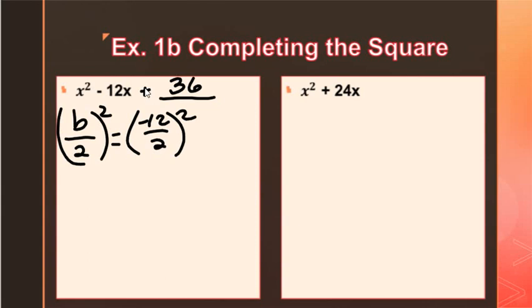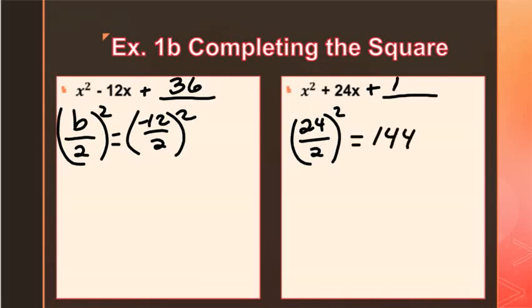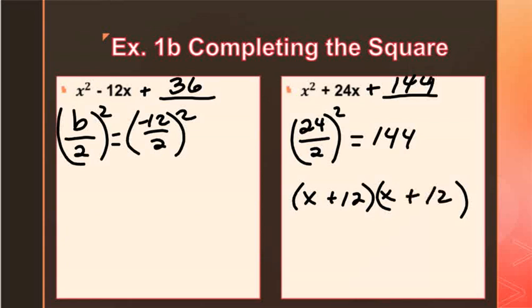Next one, x squared plus 24x plus what completes the square? So again, I take my b, which is 24. I divide it by 2, which is 12. 12 squared is 144. So that would be completing the square. And to prove that this is a perfect square trinomial, I can just factor it. What do I multiply to get 144? If I add them together, it gives me 24. It's x plus 12 times x plus 12, which just gives me a binomial of x plus 12 squared.